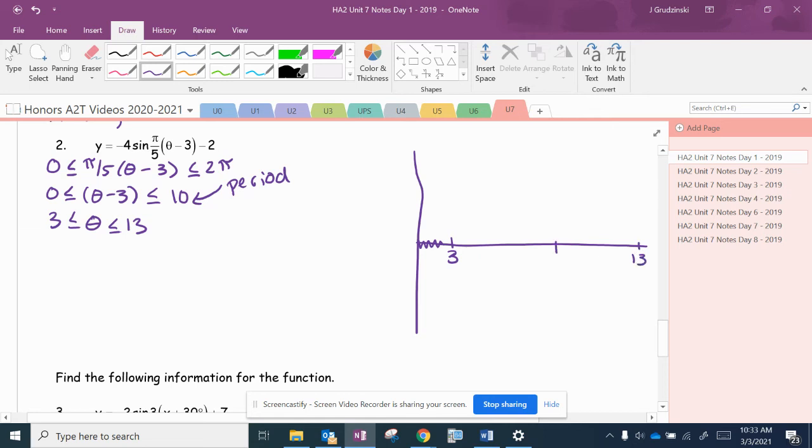Halfway between 3 and 13 is 8. Halfway between 3 and 8 is 5.5. Halfway between 8 and 13 is 10.5. So then we want to start looking at the vertical movement. So we know that the node line is going to be y equals -2.